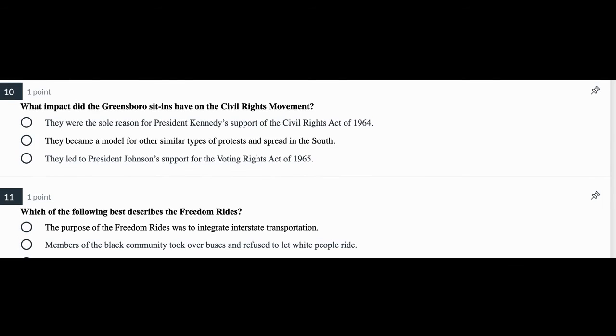10. What impact did the Greensboro sit-ins have on the civil rights movement? They were the sole reason for President Kennedy's support of the Civil Rights Act of 1964. They became a model for other similar types of protests and spread in the South, or they led to President Johnson's support for the Voting Rights Act of 1965.